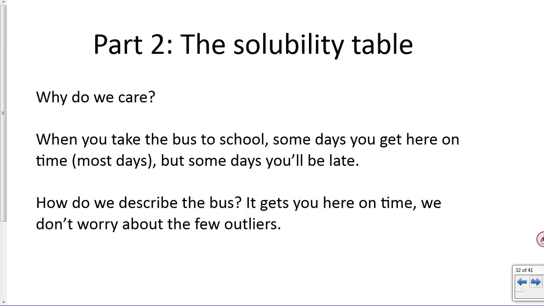Now, why do we care? Well, really quickly, we're going to figure this out with a quick analogy. If you were to take the bus to school, and most of you do, most of the days the bus will get you on time, but some days the bus will get you here late. So if, in general, you were to describe to your parents, does the bus get you to school on time? Yes, the bus gets you to school on time, and we're not going to worry about those few outliers, those few times that you're late.